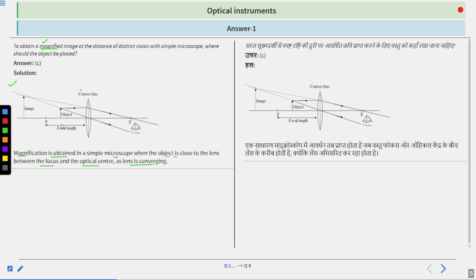So in this diagram, this is the magnified image. Clear? And when you compare the object size and the image size, the image is magnified compared to the object. The object size is small, this one, and the image size is large as compared to the object size. Clear? So this is the solution. The correct option is option C. Clear?